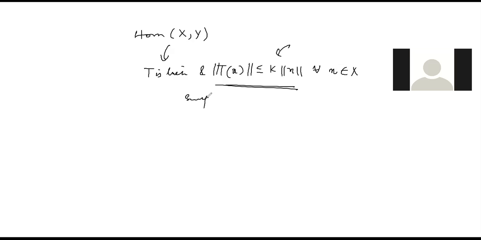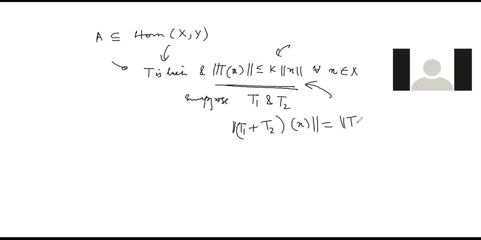नाउ सपोज इस सबसेट में T1 T2 है, वो लीनियर भी है और उनकी ये प्रॉपर्टी भी है. यानी आई हैव गॉट T1, लेट मी कॉल दिस सबसेट A. A is a subset which has this property. One thing is clear that T1 plus T2, अगर मैं लूं as a point-wise sum of these two operators, this would be equal to T1 of x plus T2 of x. And using the property of the norm, so this would be less than or equal to norm of T1 x plus norm of T2 x.